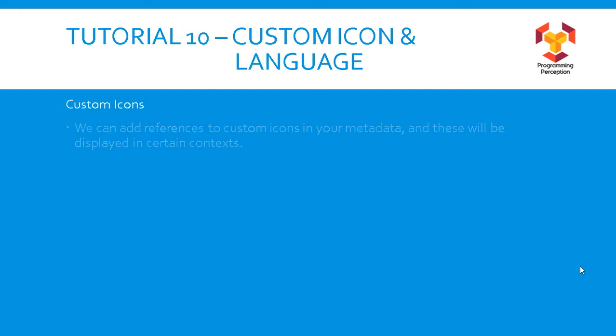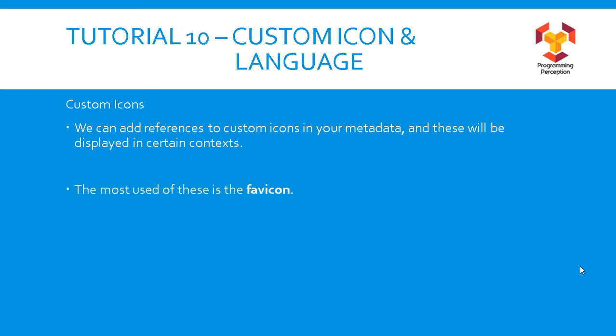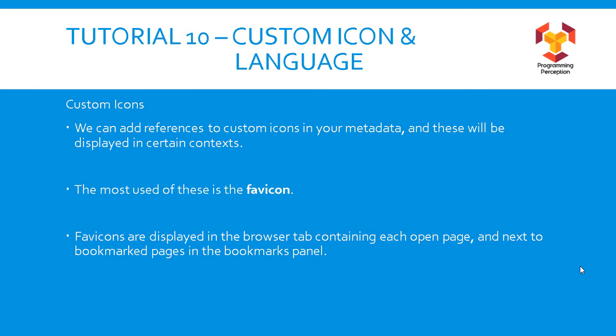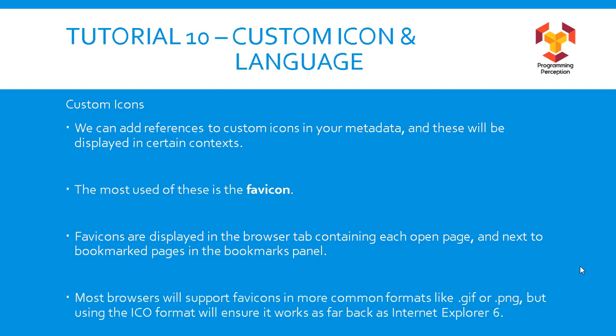So what are custom icons? We can add references to our own icons in our metadata, and these icons are used in certain contexts. Most of them are used as favicons, that means favorite icons, as they are used in the bookmarks panel as well. Whenever anyone bookmarks a certain page of ours, these icons are also present in the bookmark panel. That's why they are known as favicons.